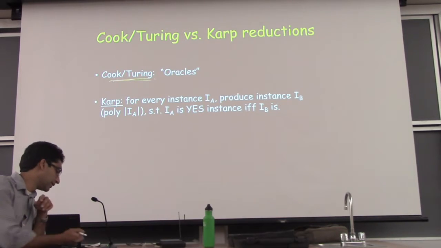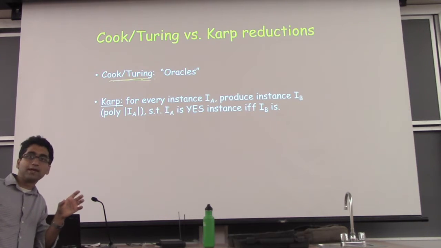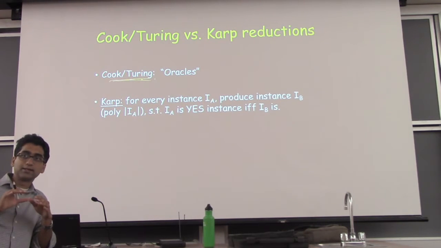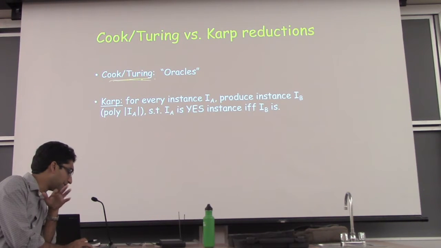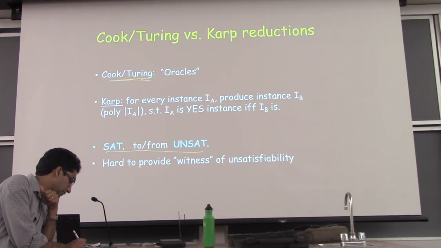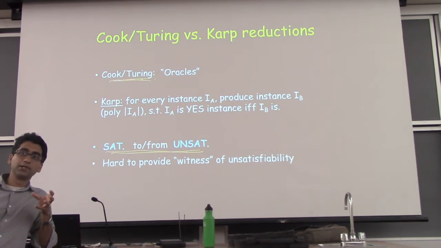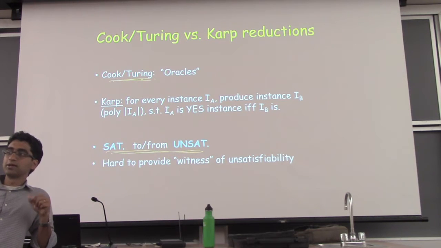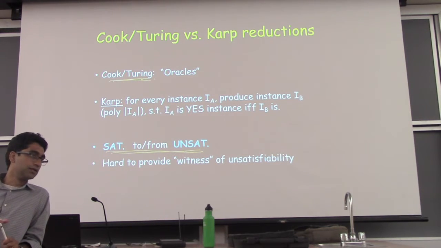Okay? So in a Turing reduction, while in a Karp reduction you actually transform one instance of A to another instance of B such that the answers for the two are exactly the same. We illustrated the difference by saying, suppose you want to reduce from satisfiability to unsatisfiability, which means you are given some formula and you want to show that it is not satisfiable. For that we said there is no known efficient way of certifying this, of certifying that a formula is unsatisfiable.